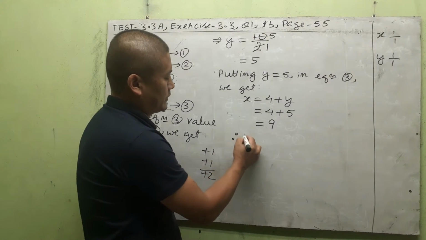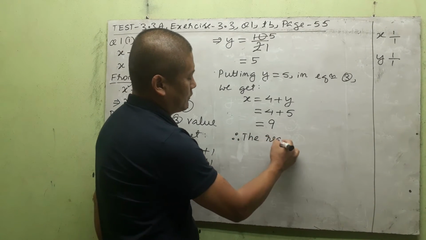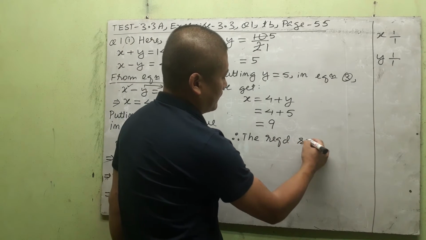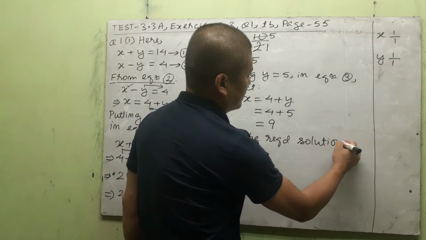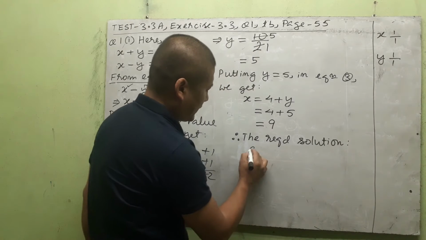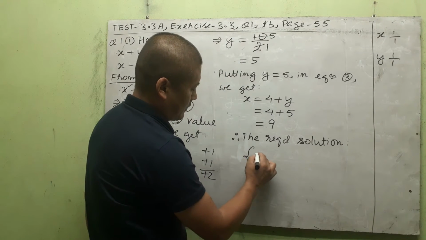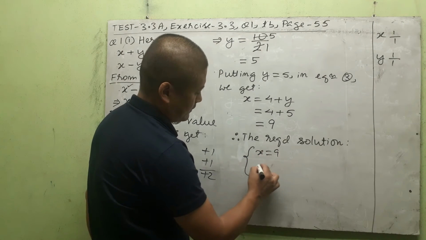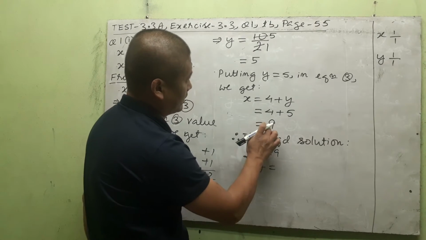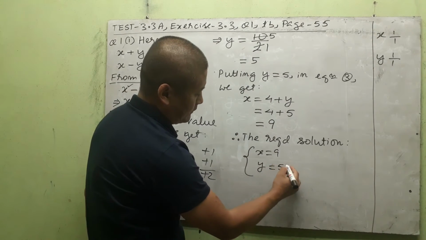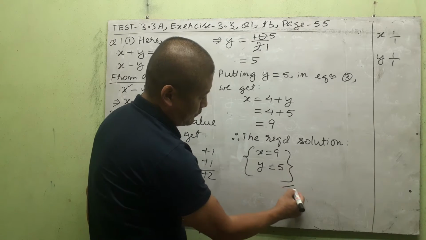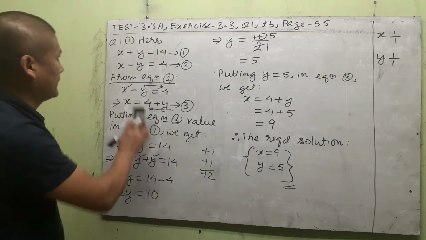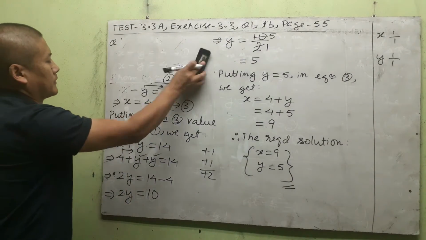Therefore, we will write here the required solution, meaning the values of x and y. x is equal to 9 and y, as you can see here, equal to 5. I hope you're getting it right. Let's go to the second one.